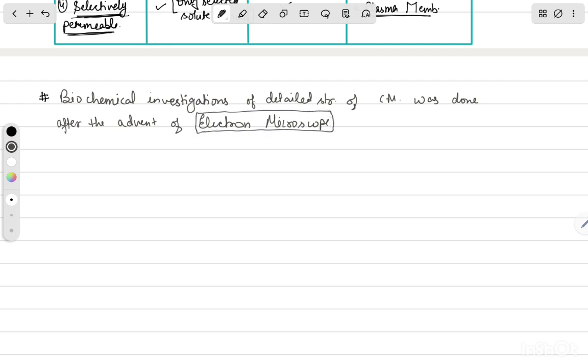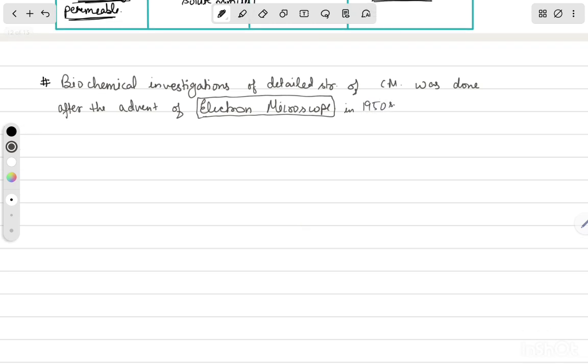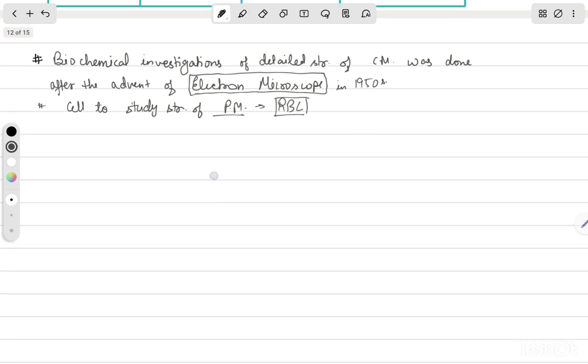That is in the 1950s. Now, which is the best cell to study the structure of the plasma membrane? It will be RBC, because cell organelles or nucleus are absent in RBC, so it is the best cell to study the structure of the plasma membrane, right?